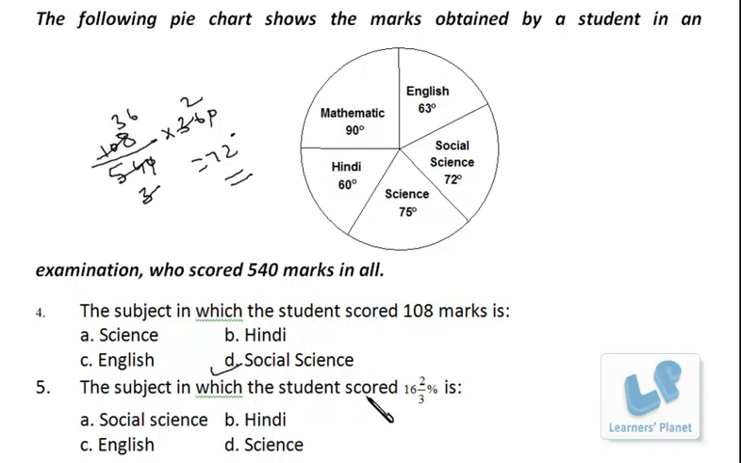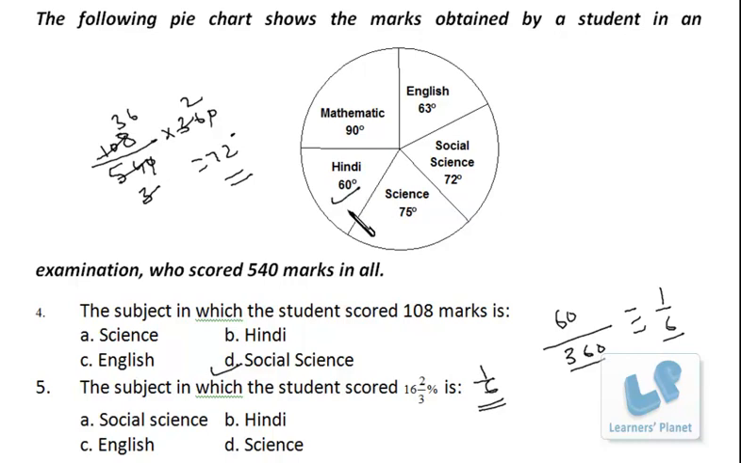Now the subject in which the student scored 16 2 by 3%. Now 16 2 by 3% is what, as I have already discussed in the first session, you have to remember certain percentage fraction equivalent. Now 16 2 by 3% is nothing but 1 by 6, right? Now the complete angle is 360. Out of that, if I want 1 by 6, so what should be here? If I write 60 over here, so I'll be getting 1 by 6. Yes, 60 by 360 is actually 1 by 6. So if 360 is 6, then 60 will be what? 60 degree. Isn't it? Quite simple.